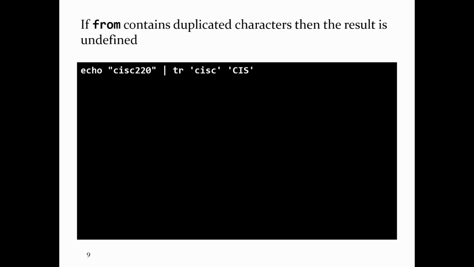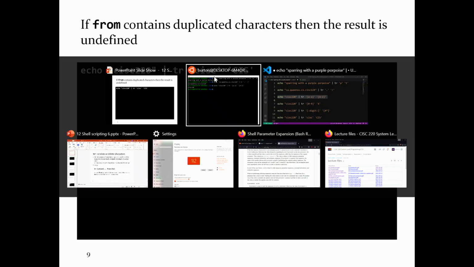So for example, if I accidentally try to translate the characters CIS and then C again into CIS, it looks like what I'm trying to do is take the little c, turn it into the big C, the little i, turn it into the big I, and the little s, turn it into the big S. Now the question is, you put this extra c in from, so what actually ends up happening?